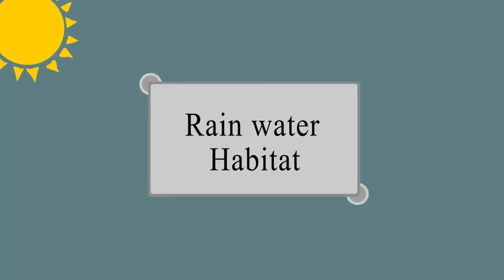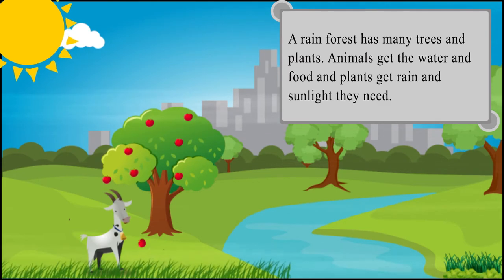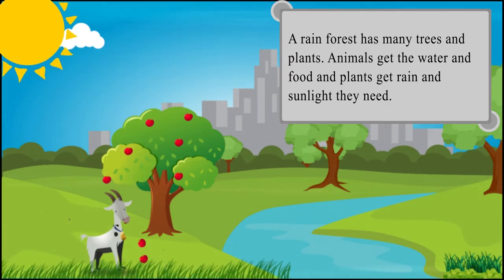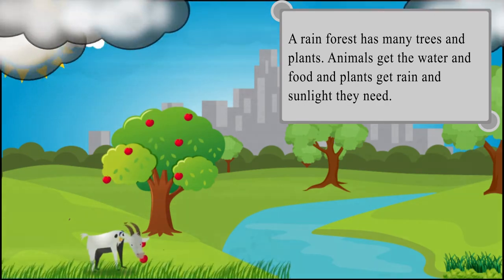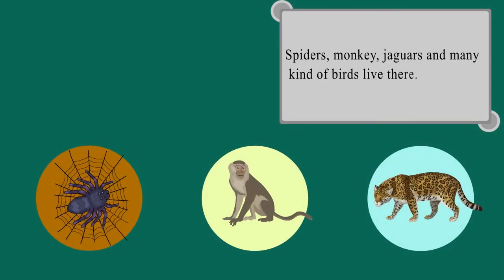Rainforest habitat. A rainforest has many trees and plants. Animals get the water and food and plants get rain and sunlight they need. Spiders, monkeys, jaguars and many kinds of birds live there.